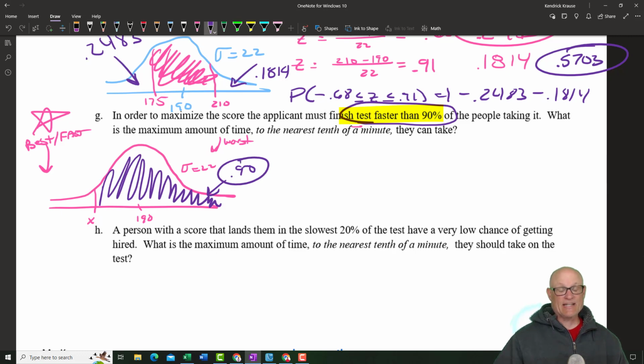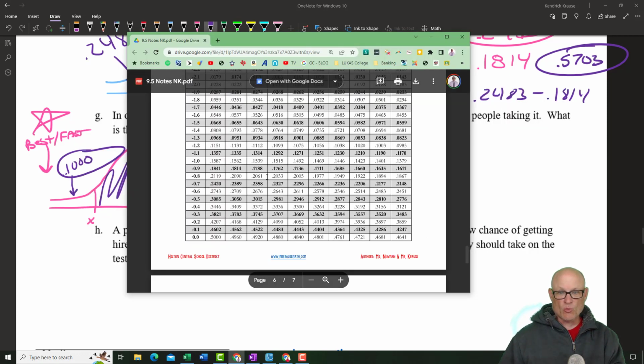I don't want that. I need to finish faster than them. So I really want this area down here, which is 0.1000, 10%. Now remember, when I give you the percentage, we don't want this one. When I give you the percentage, you've got to go play Where's Waldo. So let's go find the z-score for 0.1000.